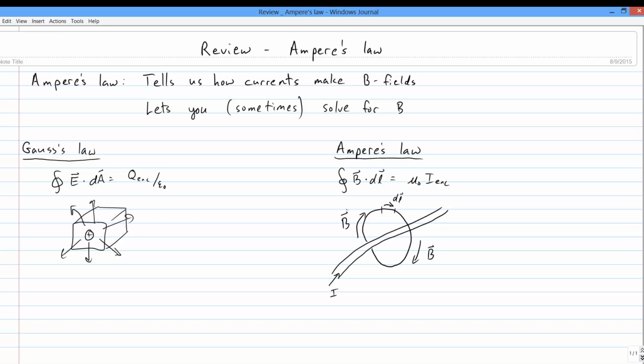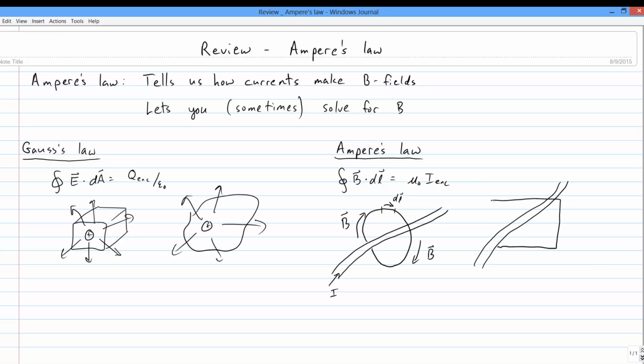Draw some kind of closed loop, look at how much current flows through the shape bounded by that loop, and that tells you about the B field on the boundary of that loop. And in either case, the value of the integral on the left-hand side doesn't depend on what kind of shape you choose. All that matters is how much charge or current you enclose. But if the symmetry of the situation is just right, you might be able to pull out that E or B and solve for it explicitly.